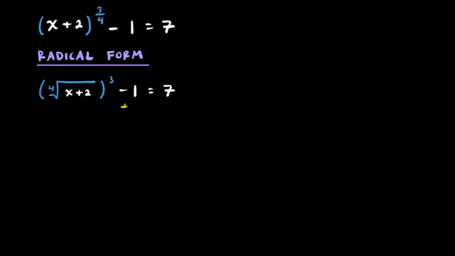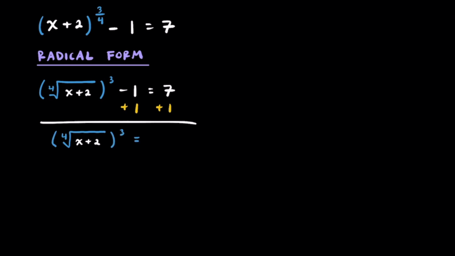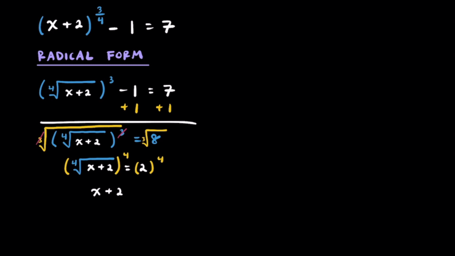Next, we're going to add 1 to both sides to isolate the radical, so we'll get the 4th root of x plus 2, all raised to the 3rd power, is equal to 8. We can take the cube root of both sides, so we get the 4th root of x plus 2 is equal to 2. The inverse of taking the 4th root of something is raising it to the 4th power, so raising both sides to the 4th power, we get x plus 2 is equal to 16. This is just a one-step equation, and subtracting 2 from both sides, we get x is equal to 14.